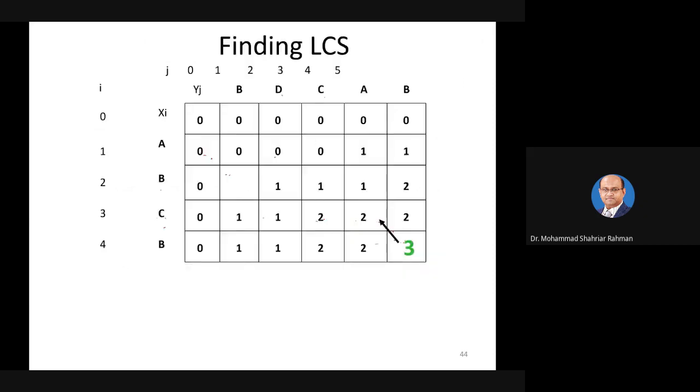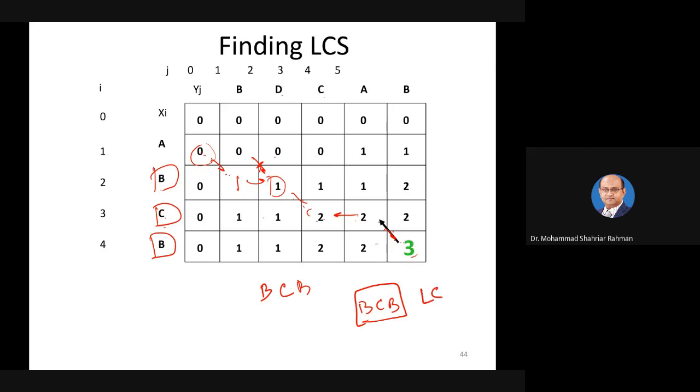So if we say the 3 came from here, this 3 corresponds to B. Then this 2 came from here, and this 2 came from here. So here there is a C, with +1, C. Then this 1 came from here, sorry, there was a 1 from here, this 1 came from here with +1. We have B. Bangladesh Cricket Board, BCB. This is a palindrome, so whatever we print, it is the reverse of BCB. So BCB is the LCS. We have found the length first and then the content.